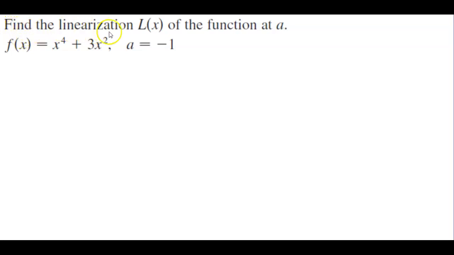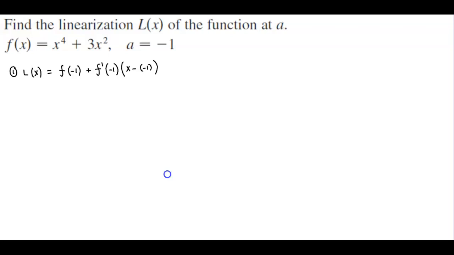Okay, so here we want to be able to find a linearization, L of x, of the function at a. So recall that the linear function tells us that we want to find L of x, which is going to be the following. It's going to be f of a, which is -1, plus f prime of a, which is -1, times x minus the value of a, which is -1. So that is the linearization of that function.